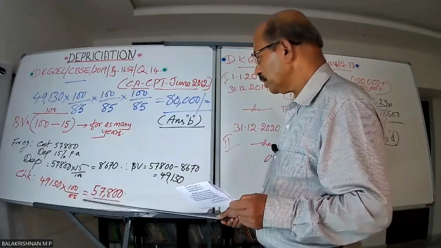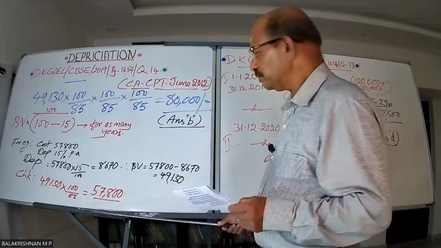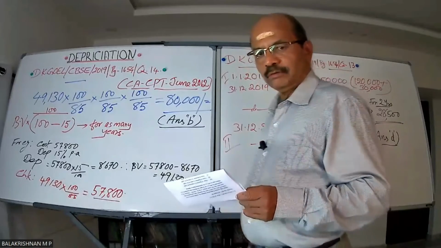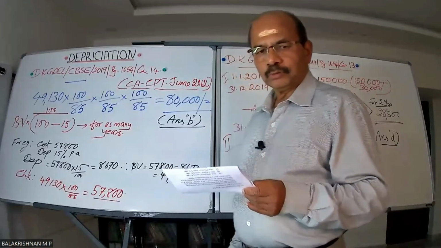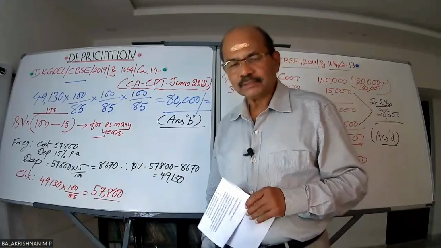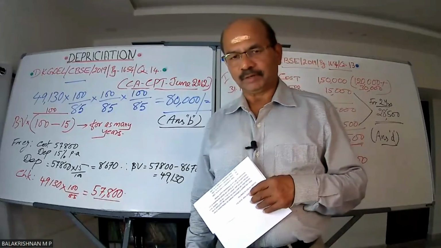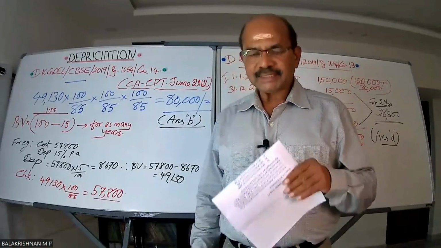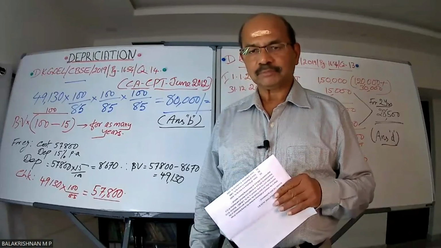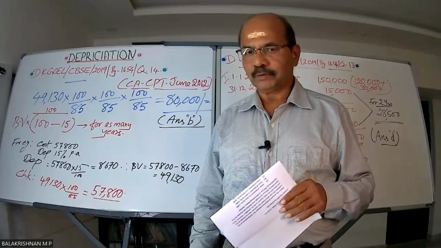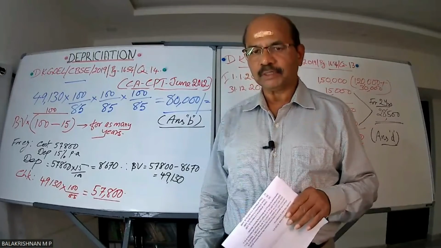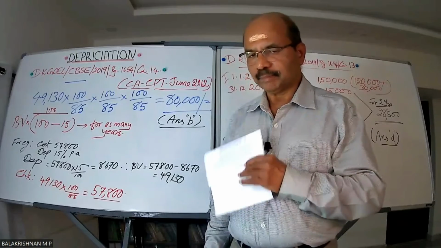49,130 into 100 upon 85. How 85? 100 minus 15. You will get 57,800. This must be very thorough so long as you want to deal with the depreciation chapter. Well, my dear students, so 3 objective type questions I worked out. I'm moving in a very systematic way because this all will help you in tackling the tough sums of depreciation. In fact, I told you, you don't have such big tough sums prescribed in your syllabus, but whatever is there, this method will help you.